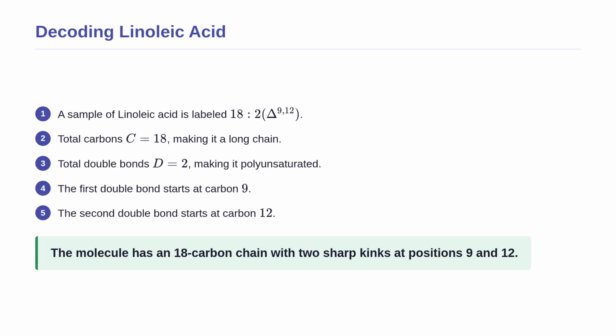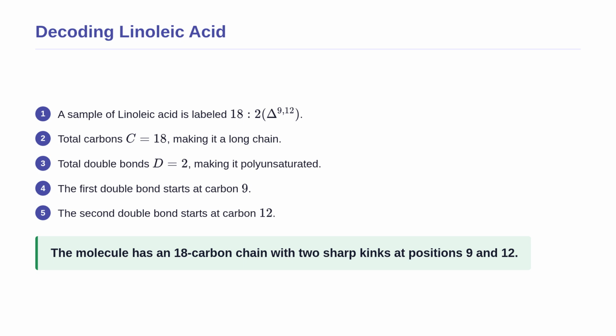Let us decode a complex unsaturated fat. You are analyzing a sample of linoleic acid, an essential fatty acid found in plant oils. The bottle is labeled 18:2, delta 9,12. We need to identify its structural features.